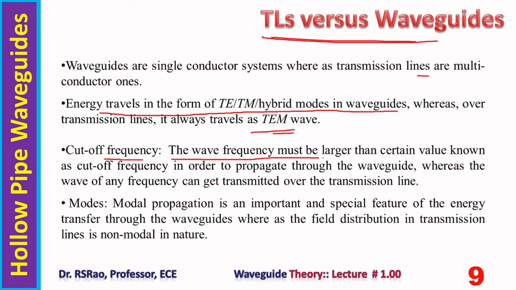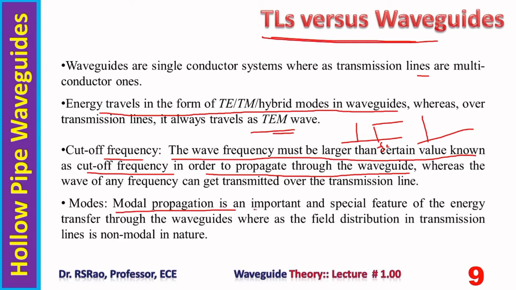Cutoff frequency. The wave frequency must be larger than a certain value known as cutoff frequency in order to propagate through the waveguide. In other words, waveguides are high-pass filters. They allow the wave to pass through them only when the frequency of the wave is more than a certain value, which is known as cutoff frequency. Whereas transmission lines have no filtering nature. All frequencies, 0 onwards up to infinity, any frequency can be transmitted over the transmission line.